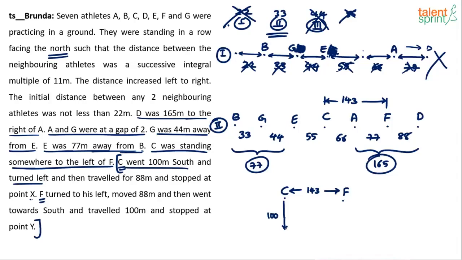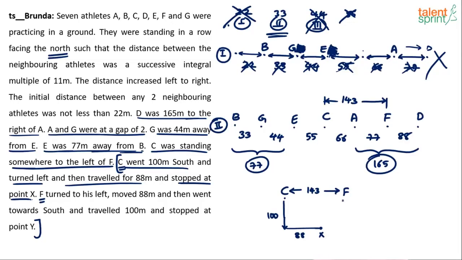Now when a person is going south, left would be towards our right. He turned left and traveled for 88 meters and stopped at point X. So this is point X. What did F do?